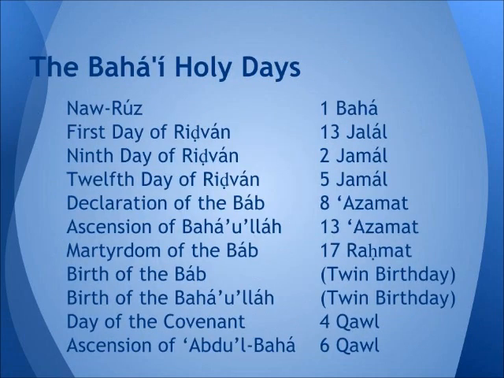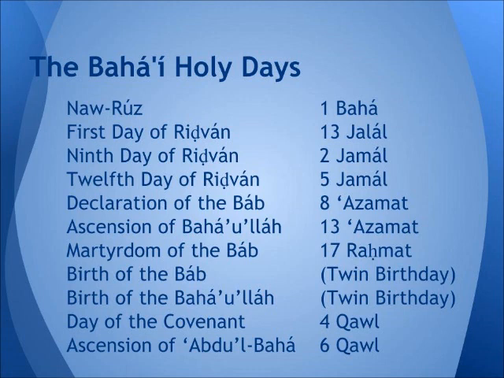So here's a list of all the Baha'i holy days. First, there's Nowruz, which is the first day of the first month of the Baha'i year, which will be the first of Baha. And then we have the first day of Rizwan, 13 Jalal. Then the 9th day of Rizwan, 9 days later, 2 Jamal. The 12th day of Rizwan is 5 Jamal. And the declaration of the Báb comes next, 8 Azamat. Then the ascension of Baha'u'lláh, 13 Azamat. Martyrdom of the Báb, 17 Ramat.